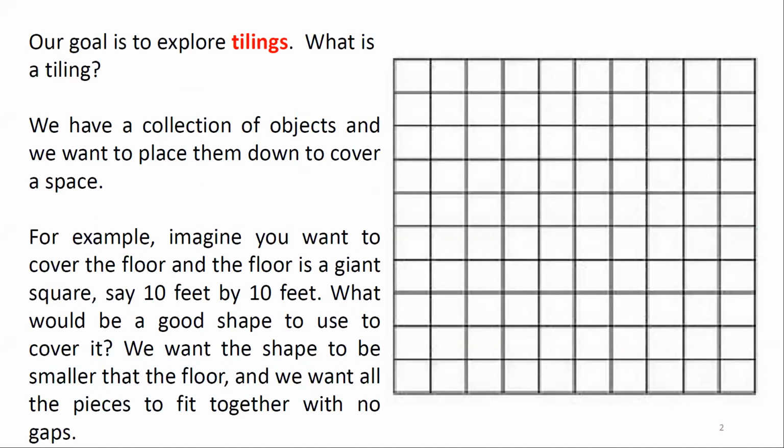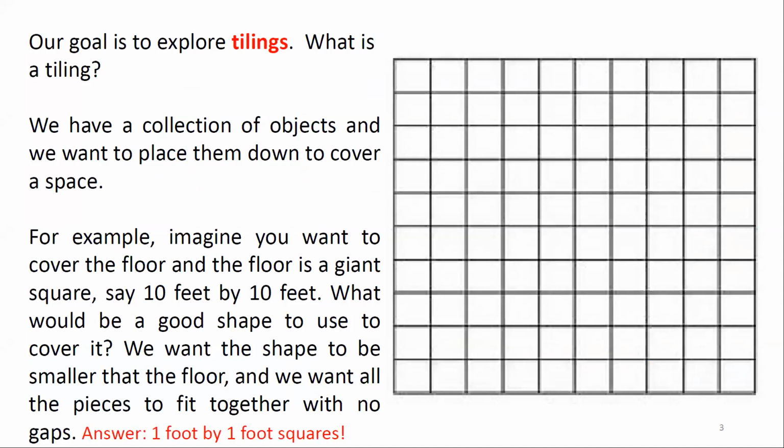So imagine we have a collection of objects. We want to place them down to cover space. For example, we have a large 10 by 10 giant square, say 10 feet by 10 feet. What would be a good shape to use to cover it? We want the shape to be smaller than the big floor, and we want all the pieces to fit together. 1 by 1? Oh, 1 by 1, that's a great idea.